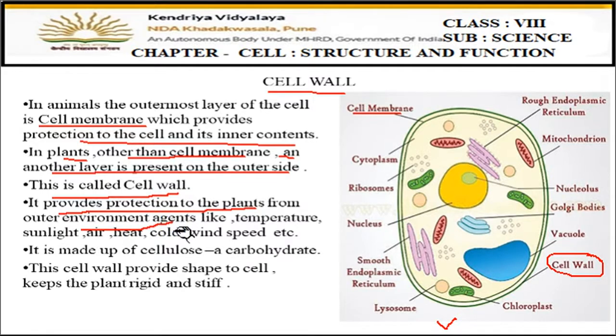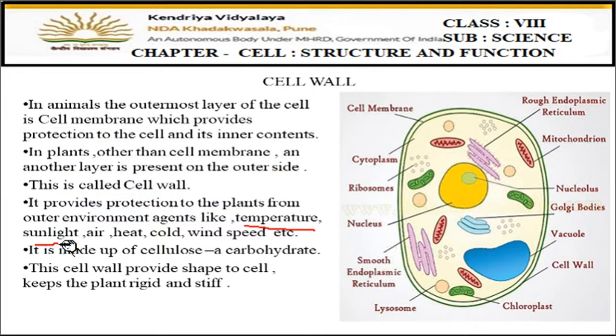Plants cannot come inside the house and live with us, right? Plants have to stay outside in the environment. So plants need protection from environmental agents like temperature, sunlight, air, heat, cold, wind speed. So who will protect the plants from all these environmental agents? This is the cell wall. The cell wall will protect the plant from environmental agents like temperature, wind speed, cold, heat, sunlight. So the cell wall is definitely protecting the plant cell.